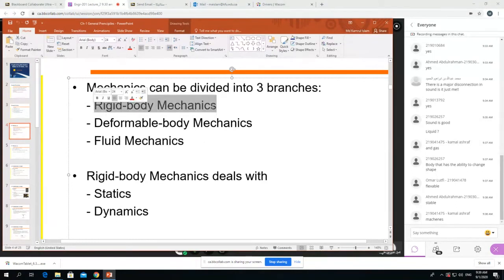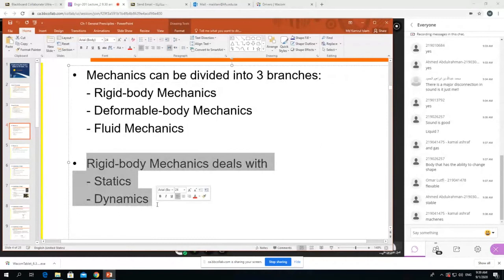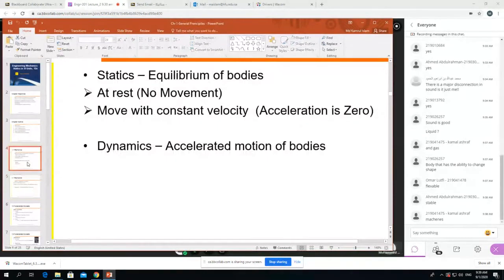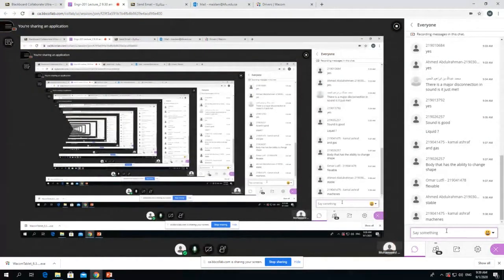Rigid body mechanics again has two parts. One is statics, another is dynamics. Now, does anyone have an idea what is meant by statics and dynamics? What does statics mean?